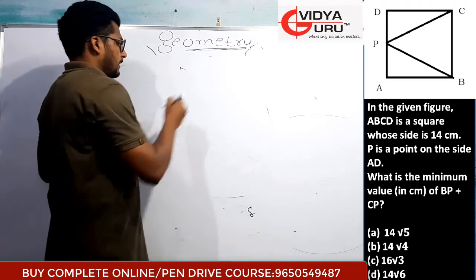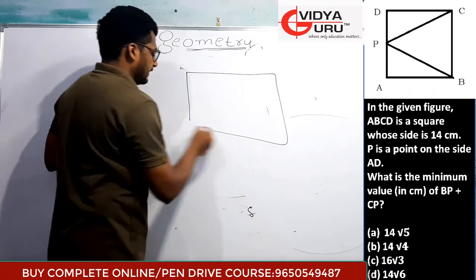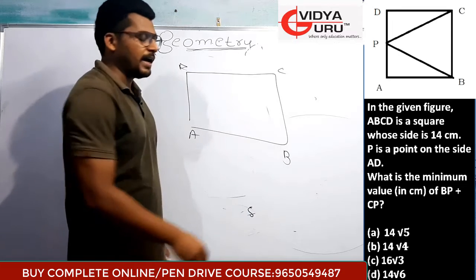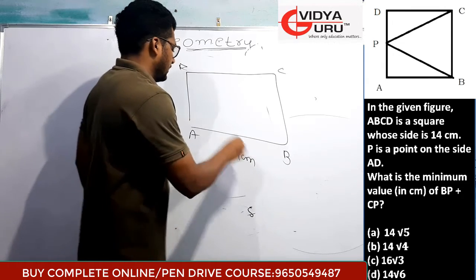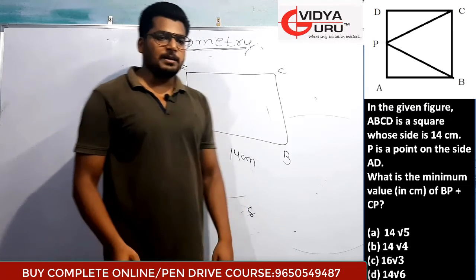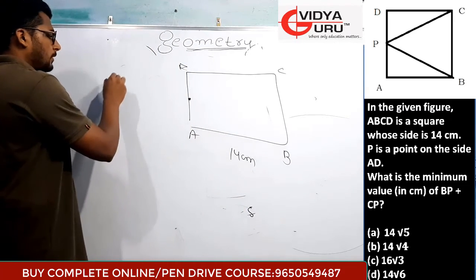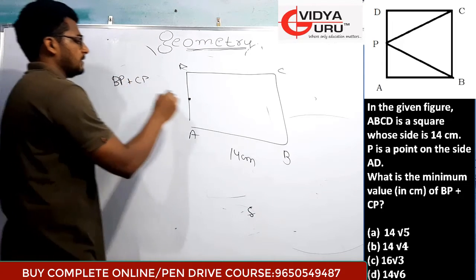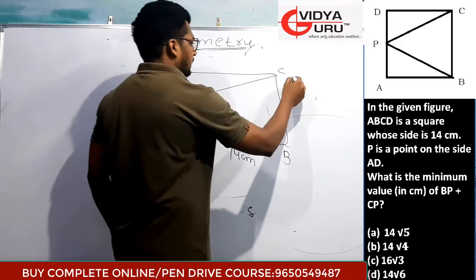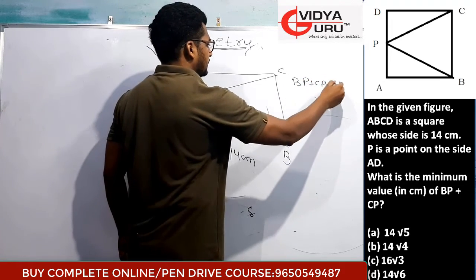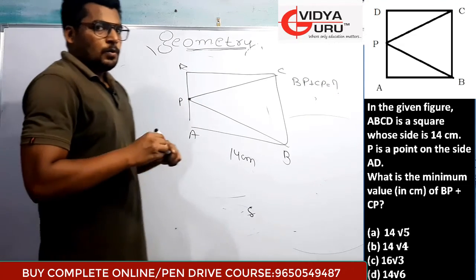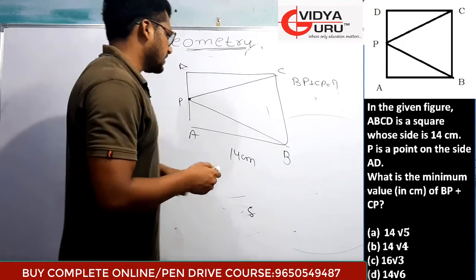In the figure, ABCD is a square, and the side of the square is given as 14 centimeter. P is a point on AD. What is the minimum value of BP plus CP? The minimum value of BP plus CP is asked. What is the easiest way to solve this question?